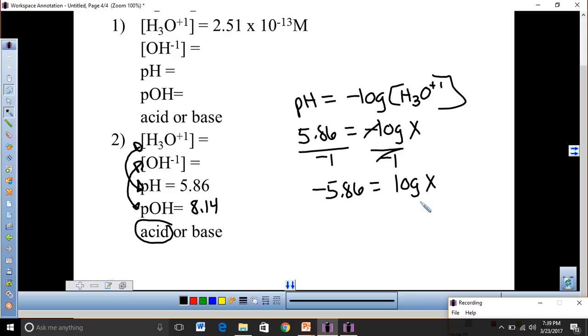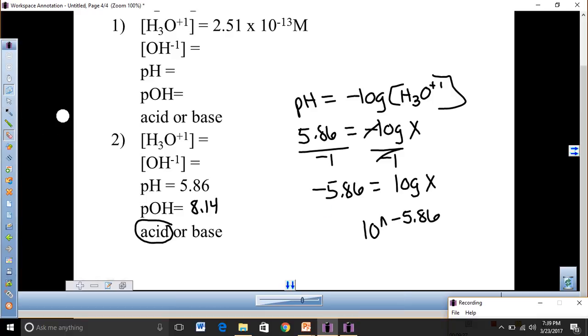Now to get rid of the log, you have to hit second log. So now it's going to make 10 to the, and you would put negative 5.86 in there. Don't forget the negative, or you'll get a really large number. You should not get really large numbers, you should get really small numbers. So there should be either decimals or times 10 to a negative power. So you're going to get 1.38 times 10 to the -6 molarity. And the reason I'm putting it right there is because pH gives me that. All right, I've got one more spot.